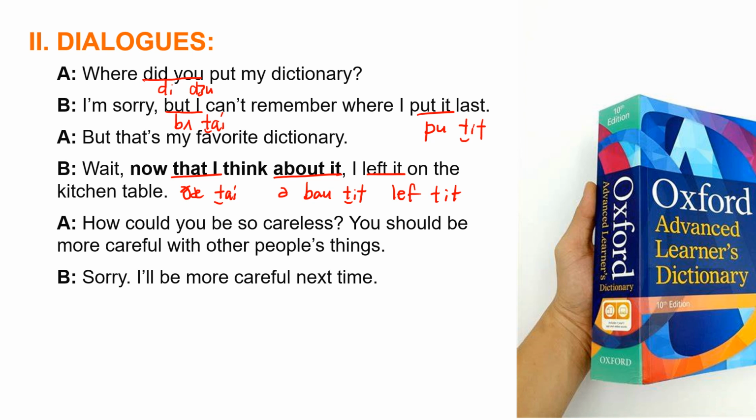How could you be so careless? You should be more careful with other people's things. L is silent. Could you? How could you be so careless? You should be more careful with other people's things. How could you be so careless? You should be more careful with other people's things. Sorry, I'll be more careful next time. So in "next time" there are two T's, cancel the first T. Next time. Read as "next time." Sorry, I'll be more careful next time.